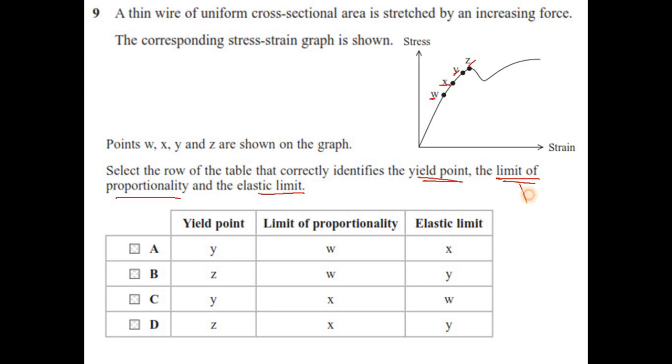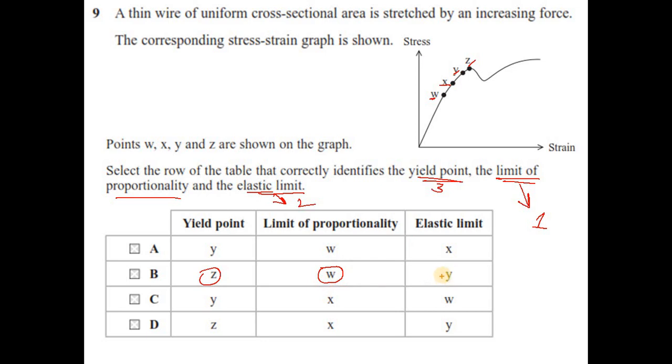Remember, the limit of proportionality always comes first, and then elastic limit, and finally the yield point. So yield point is Z, and limit of proportionality is W, okay, and the elastic limit is... what was it? W, X, Y and Z.